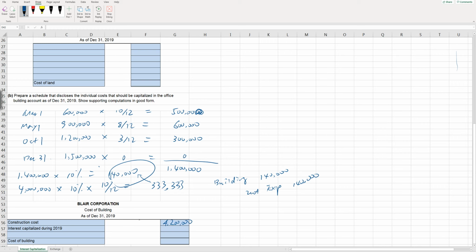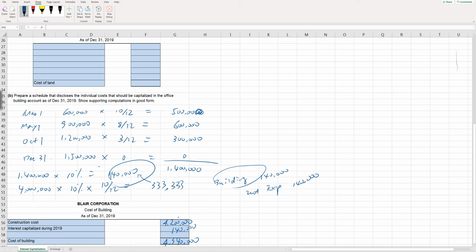So the construction itself is going to give us $4.2 million for the cost of the building. And also we capitalize interest. This becomes the cost of the building, right? Therefore, the cost of the building, if add them together, is $4,340,000 cost of the building. All right, so this is the first question.